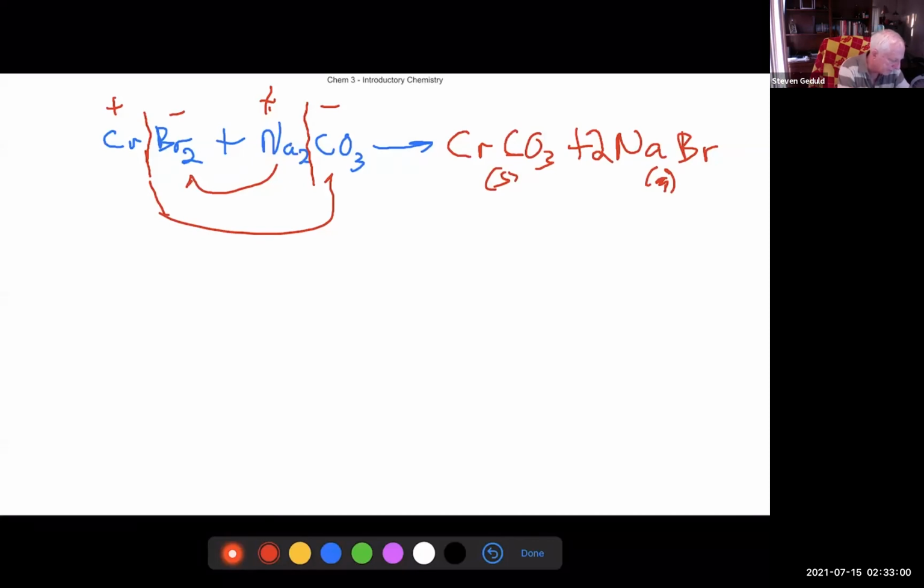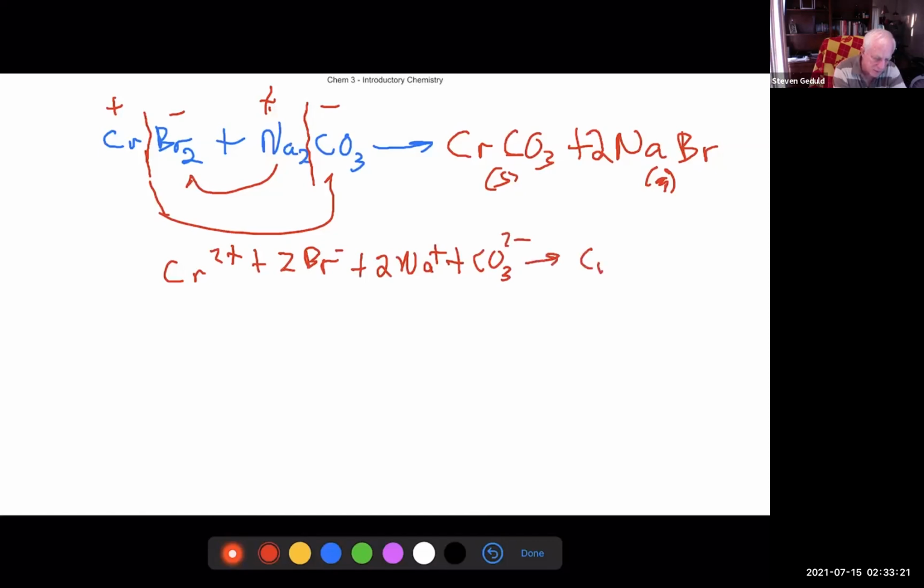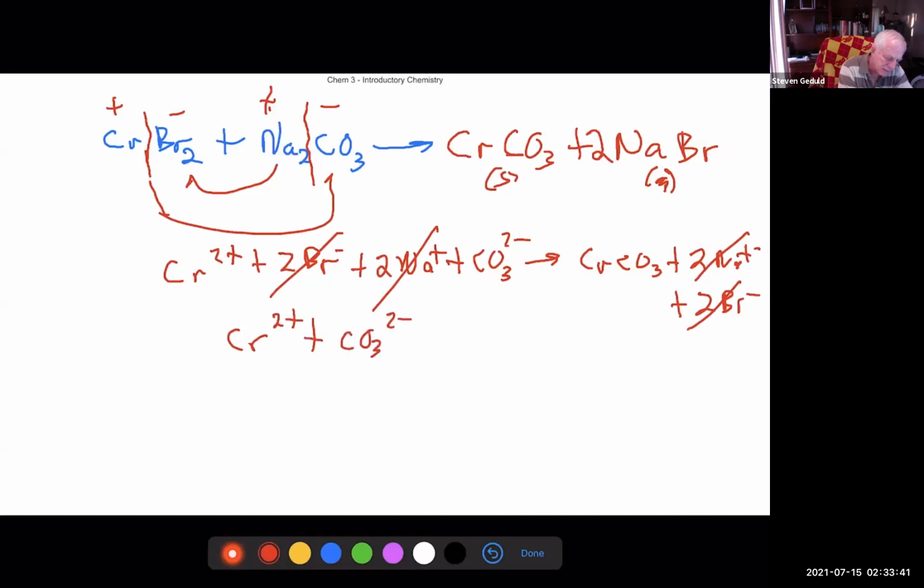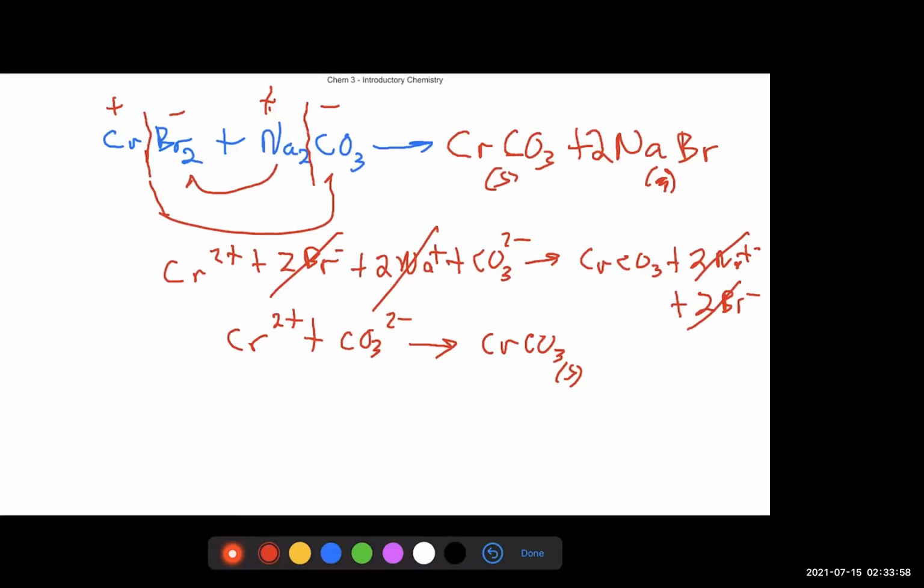And it says enter the balanced net ionic equation. The balanced net ionic equation would be, you write this out, chromium 2 plus, plus 2 Br minus, plus 2 Na plus, plus CO3 2 minus. That's the left side. The right side is your precipitate, CrCO3, and then 2 Na plus, plus 2 Br minus. Cross off your spectator ions. Your net ionic equation is Cr2 plus, plus CO3 2 minus goes to CrCO3 solid. And these are both aqueous. Okay? Does that make sense? Yeah, it does.